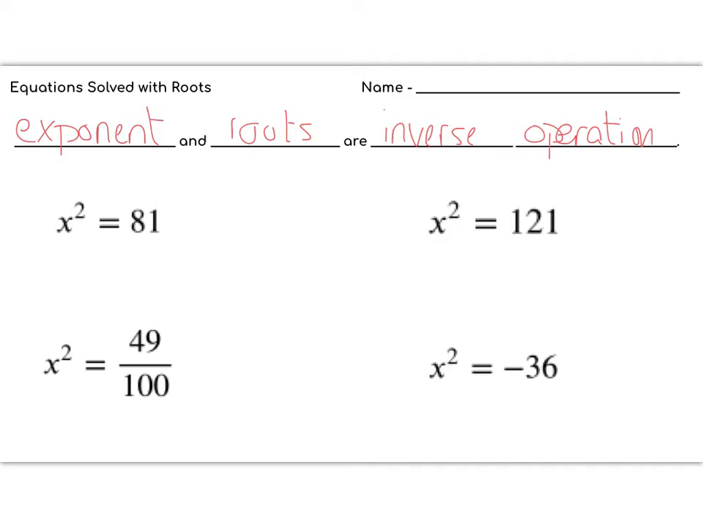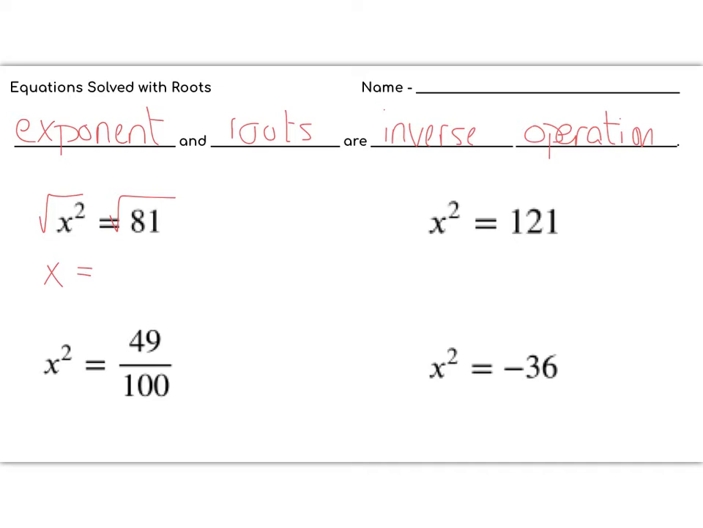So here I have x squared equals 81. So this is something to the second power, something squared. So the inverse operation would be the square root. So I'm going to take the square root of both sides. And the square root of x squared, since those are inverse operations, they undo one another and you are left with x. And then we know that the square root of 81 is 9.